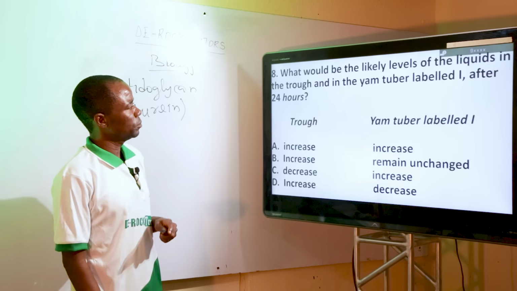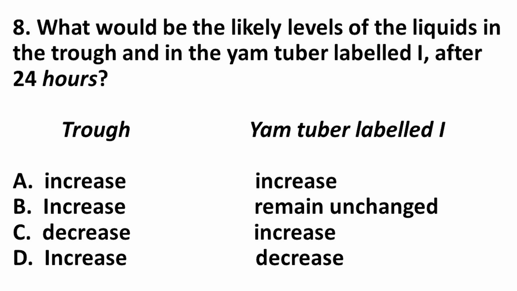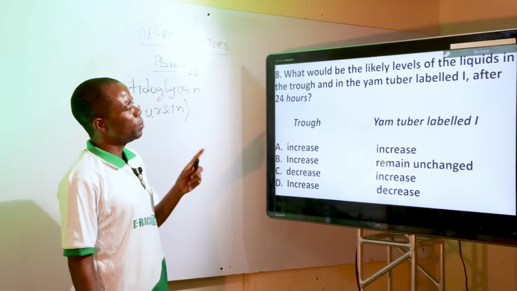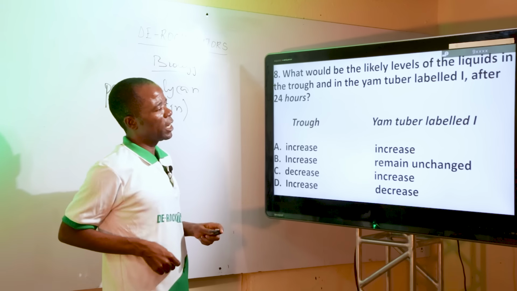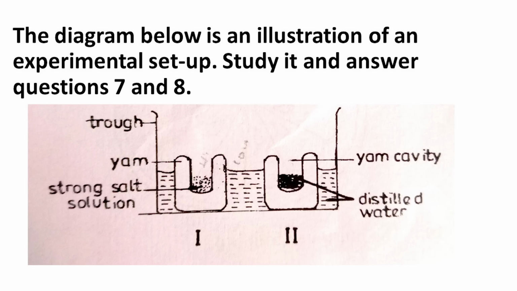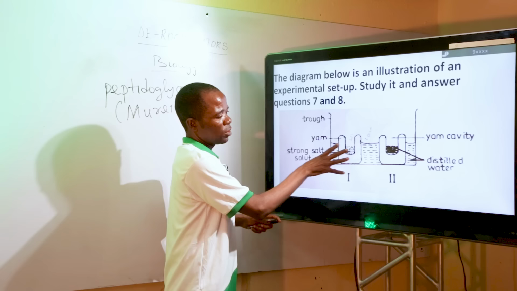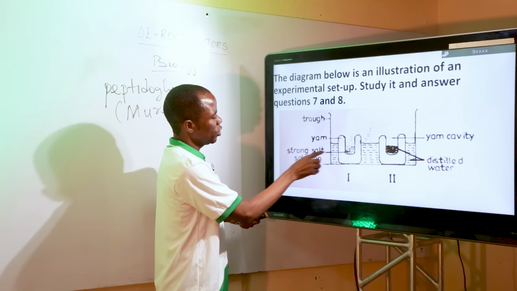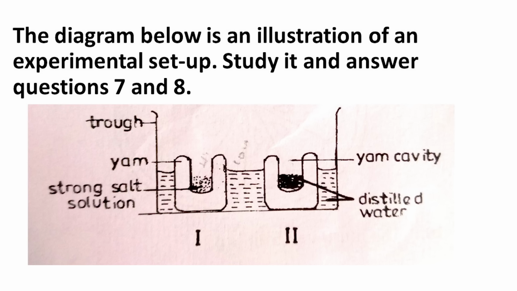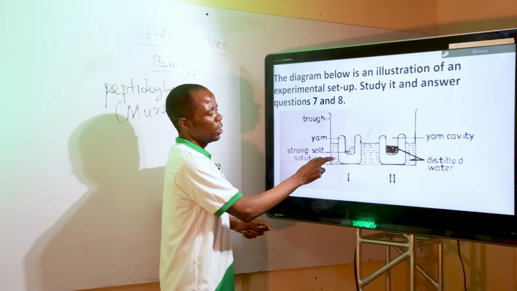Let's look at number 8. What will be the likely levels of the liquids in the trough and in the yam tuber labeled 1 after 24 hours? Let's go back to the diagram again. So you can see from here, this is the part labeled 1 because this is the experimental one. This is actually serving as a control experiment. Now, this is a strong salt solution, which is hypertonic, whereas this is water.